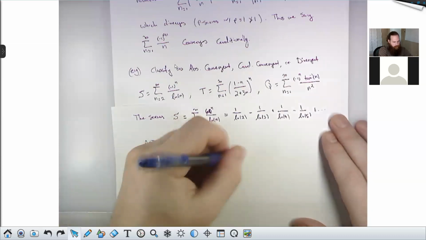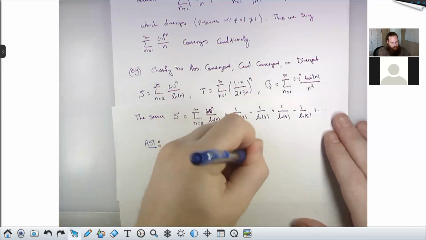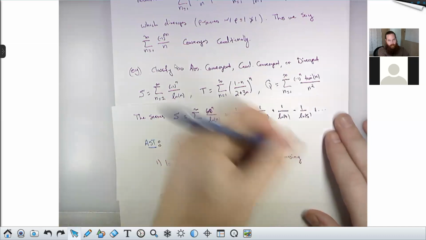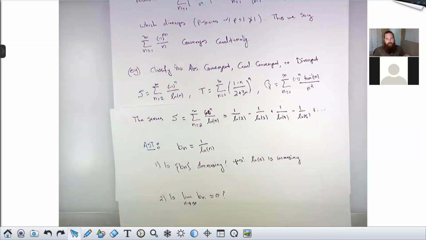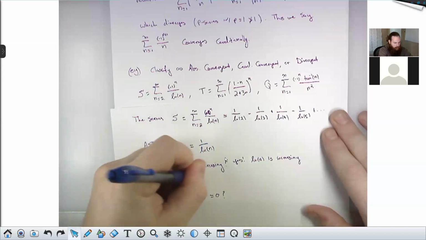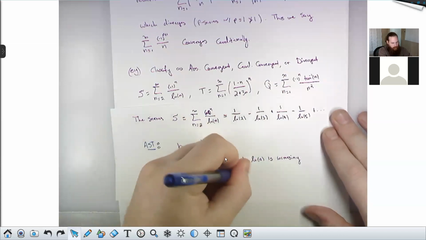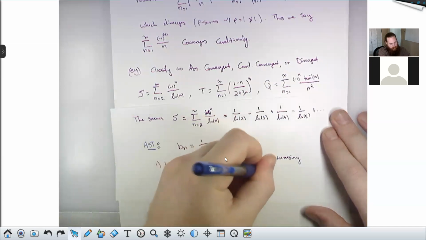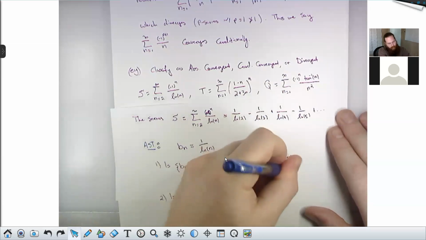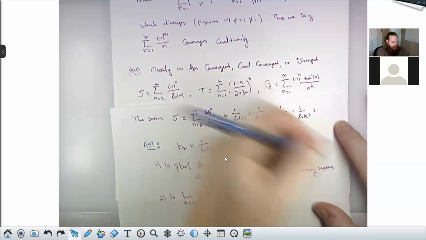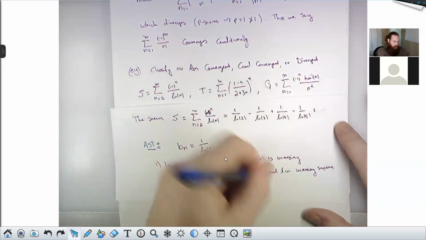So are the BNs decreasing? Yes. Natural log of n is increasing. Picture the graph of the natural log function. Natural log of n is dots along that graph. So the dots keep getting bigger and bigger and bigger along natural log of n, which means the reciprocal, which is 1 over the natural log of n, which is Bn, is the reciprocal of an increasing sequence, which means it's decreasing.